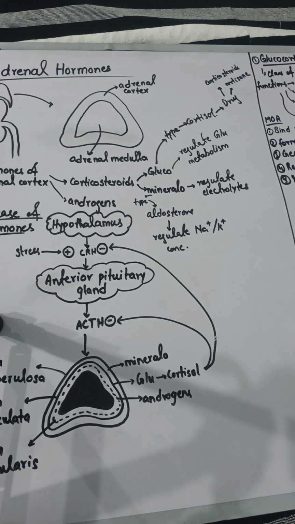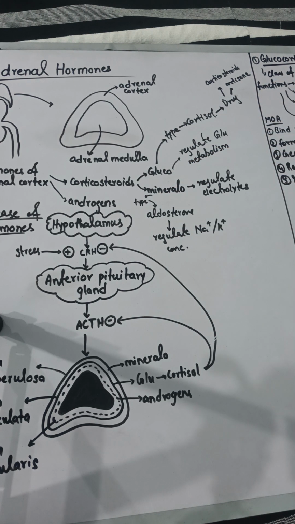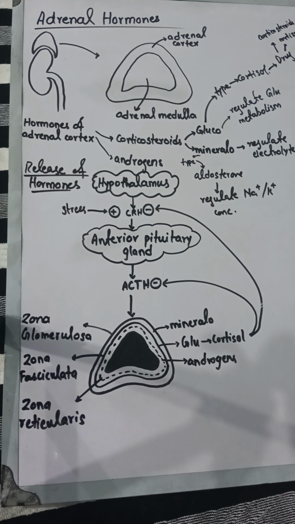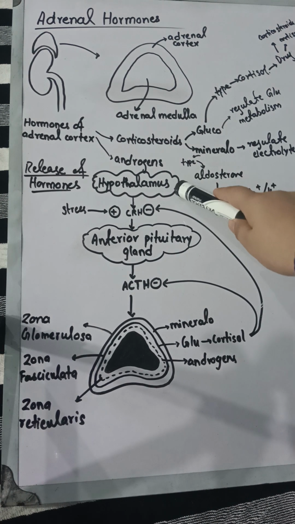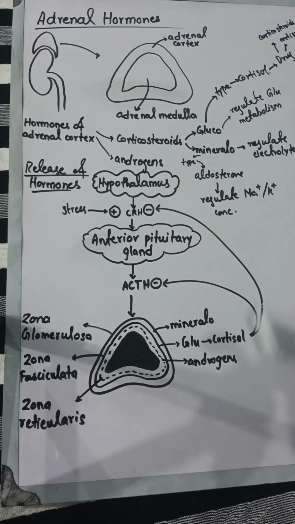Let's discuss how these hormones, the glucocorticoids, mineralocorticoids or androgens, are released in your body, how the adrenal gland releases them. Let's discuss this mechanism. Here the releasing mechanism of these hormones is given. First of all, the hypothalamus is involved. The hypothalamus releases CRH. What is CRH?